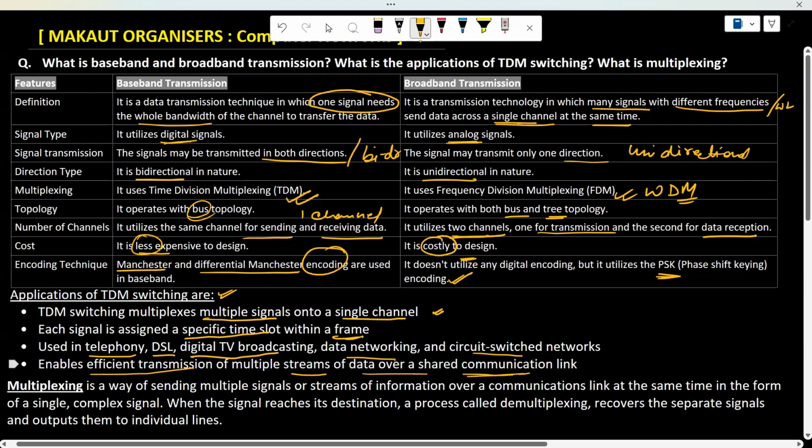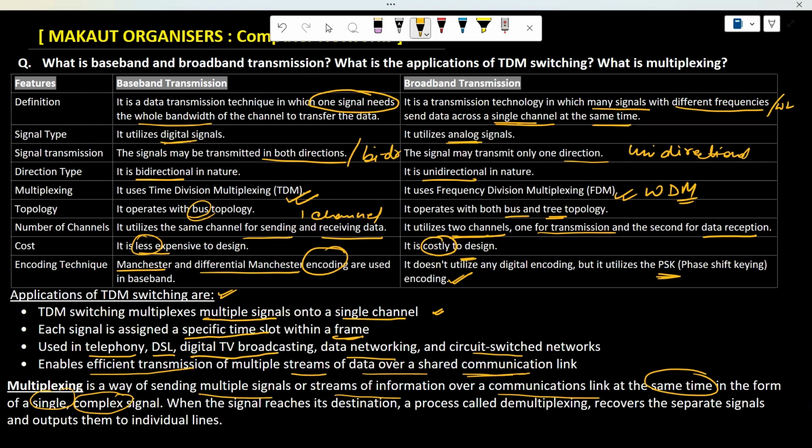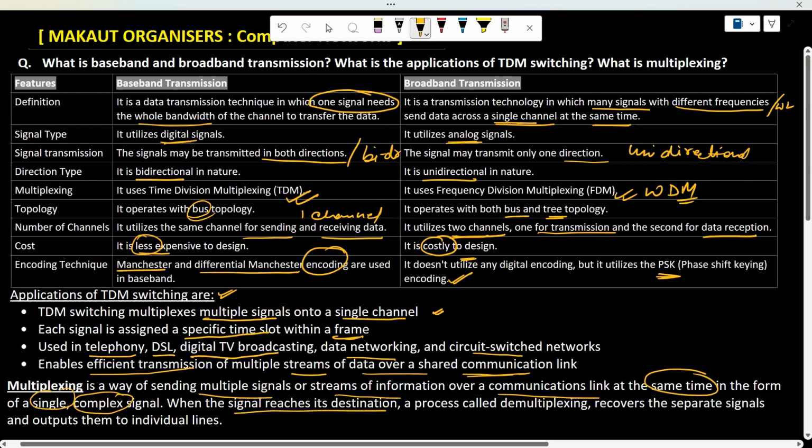And we have already seen the definition of multiplexing through the diagram. It is a way of sending multiple signals or streams of information over a communication link at the same time in the form of a single or complex signal. That means if there is only one source who wants to send a signal, then it will be a single signal. If there are multiple sources who want to send signals of different frequencies, then the mux combines all the signals into one signal. It is called a complex signal. And when the signal reaches its destination, there is a demux at the receiver end, which uses demultiplexing and recovers the separate signals and outputs them to individual lines or individual receivers.